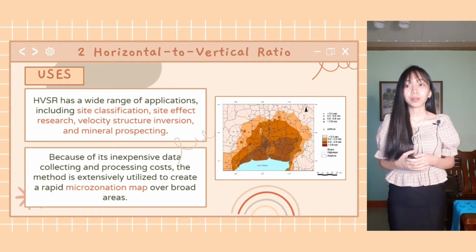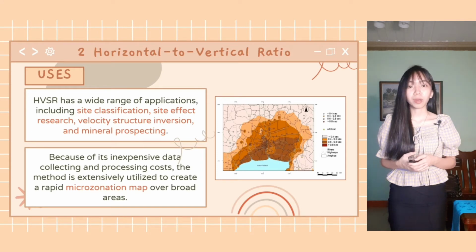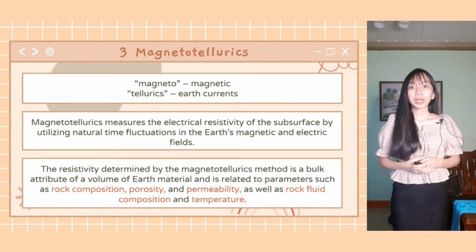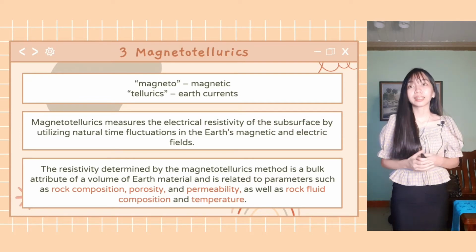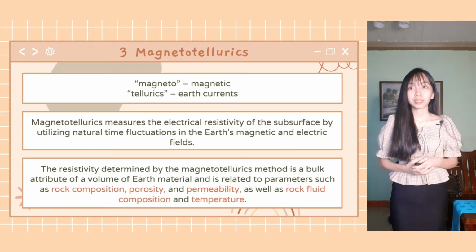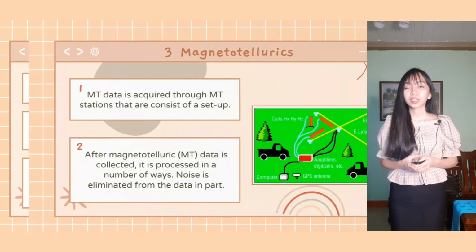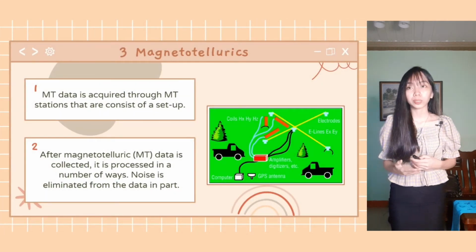That is an example of microzonation map of the Greater Bangkok. The third passive geophysical method is magnetotellurics. Dissected, magnetotellurics is a combination of the word magneto, which means magnetic, and tellurics, which means earth currents. Hence, magnetotellurics measures the electrical resistivity of the subsurface by utilizing natural time fluctuations in the Earth's magnetic and electric fields. So how does magnetotellurics work?